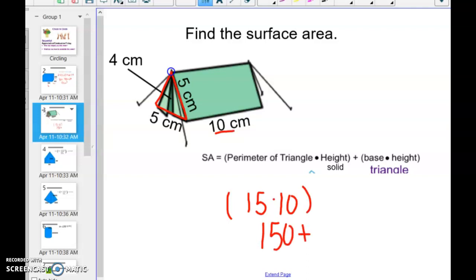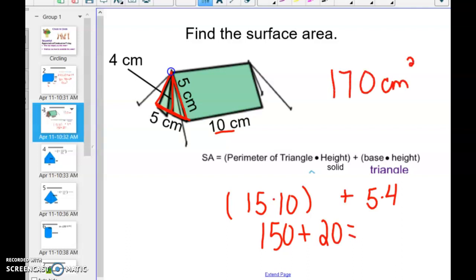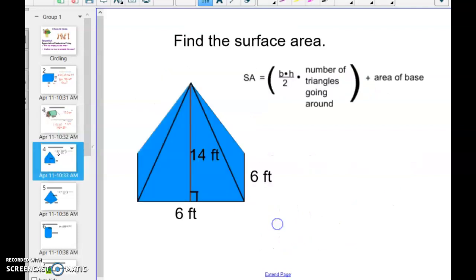Then I need to find the area of the triangle, that is the base and the top. The area of that triangle would be the base 5 times the height 4 divided by 2, but then times 2 because you have a top and a bottom. So that would just be 5 times 4, which is 20. I add those two parts together and I get a surface area of 170 centimeters squared. And if you think about this picture here, that would be how much material you would need to make that tent if you're going camping. You would need 170 centimeters squared of material to make that tent.